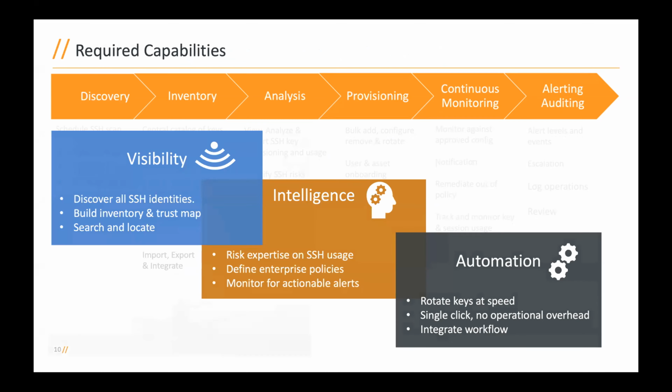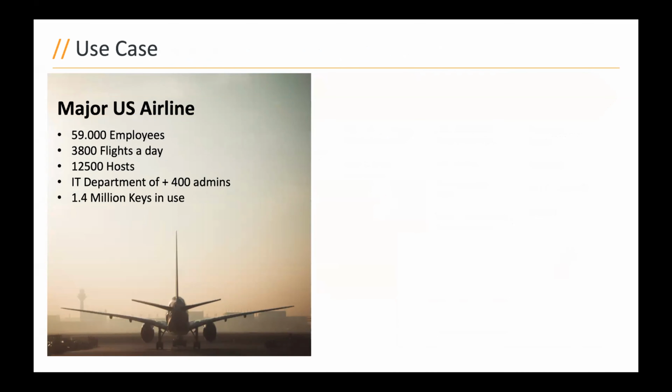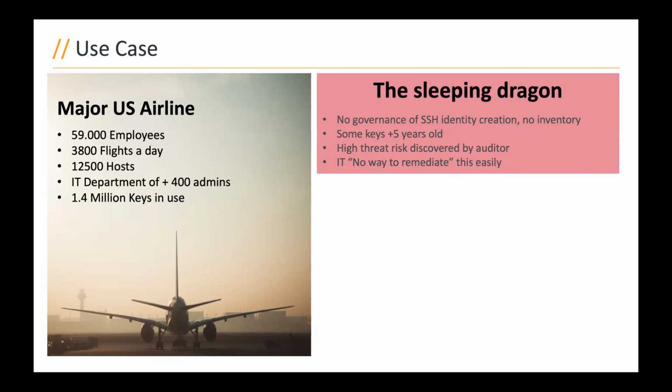All right, this is a quick use case. I will quickly go over it, but it's a use case where, of course, at Venafi, we have a tool, but we had a customer, a major US airline, and they had 1.4 million keys in use. It's quite a lot, and they failed in all, and they had to have big security actually. So that sleeping dragon was found by an auditor. And IT said, "There's no way I can remediate this. This is going to take a lot of time and effort."